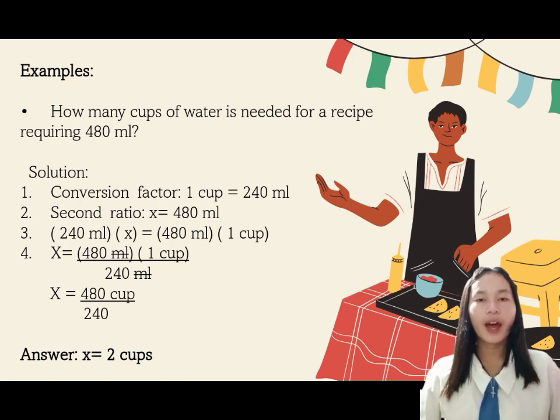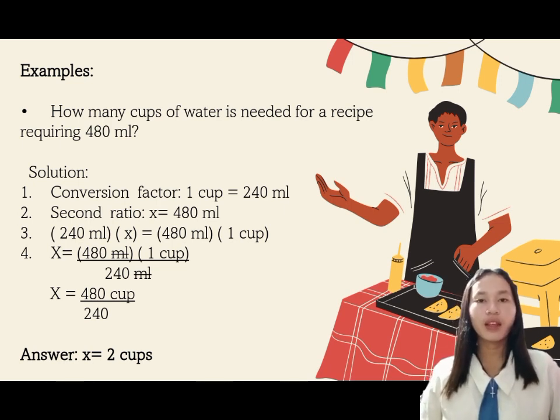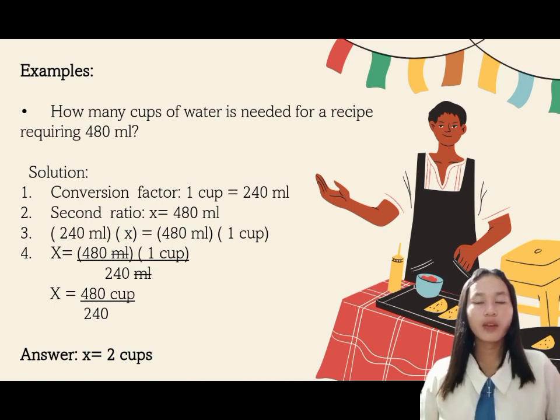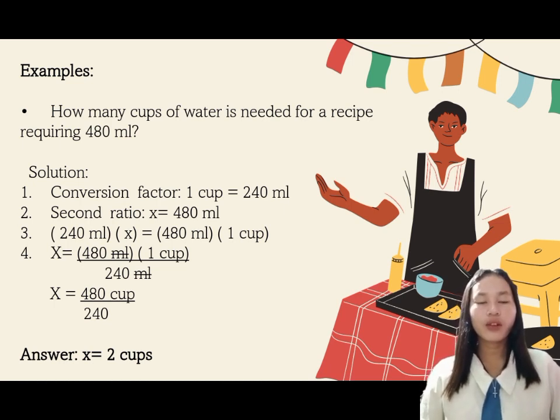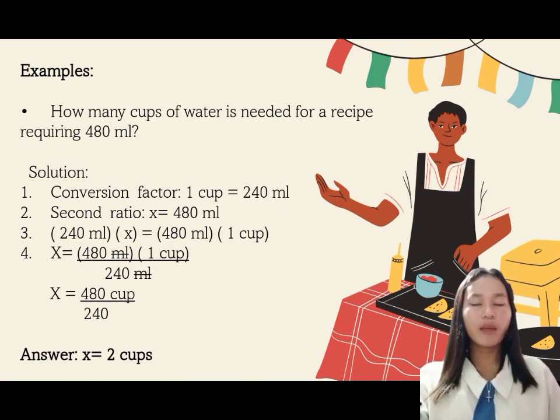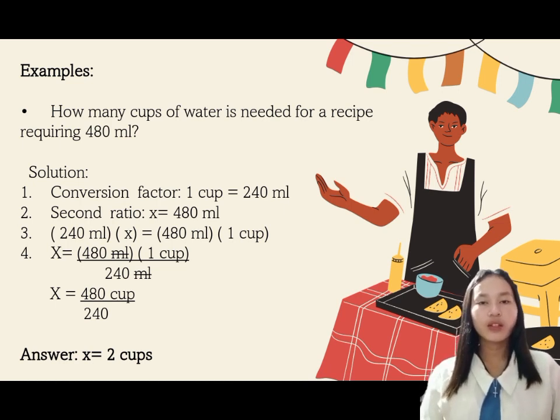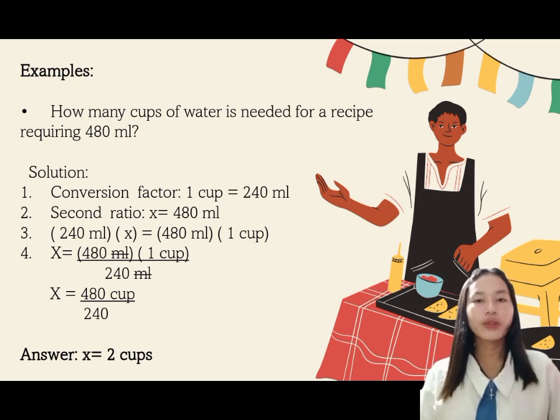The first one is how many cups of water are needed for a recipe requiring 480 ml. The solution: first, get the conversion factor. 1 cup is equal to 240 ml. Second, get the second ratio, x equals 480 ml. And third, cross multiply: 240 ml times x equals 480 ml times 1 cup. So next, x equals 480 ml times 1 cup over 240 ml. So the result is 480 cups over 240. You divide it and the result is x equals 2 cups.